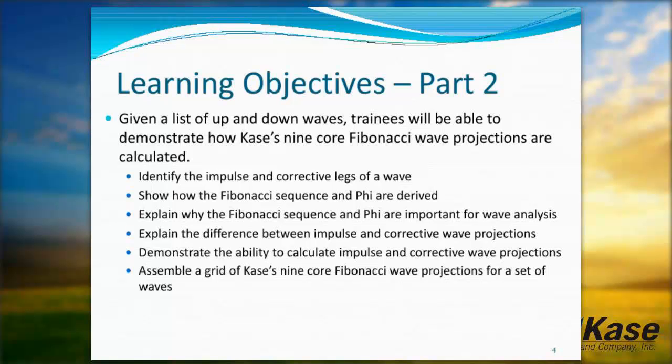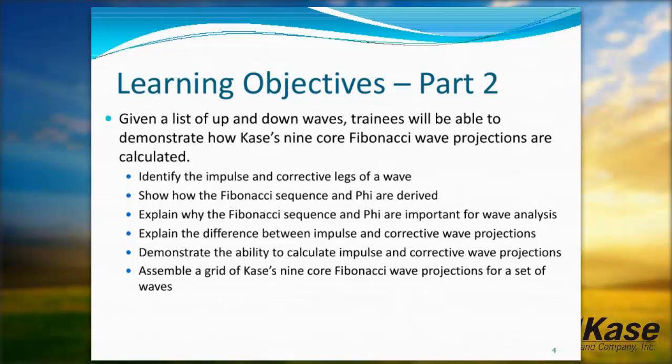Now, what you'll find as you study Fibonacci wave analysis is there's lots of different combinations or projections. We have 9 core Fibonacci wave projections. We actually have 5 impulse wave projections. We have 3 corrective wave projections, and then 1 wave projection that stands on its own that we call the trend terminus. And we'll go through all of the details of those here in just a moment.